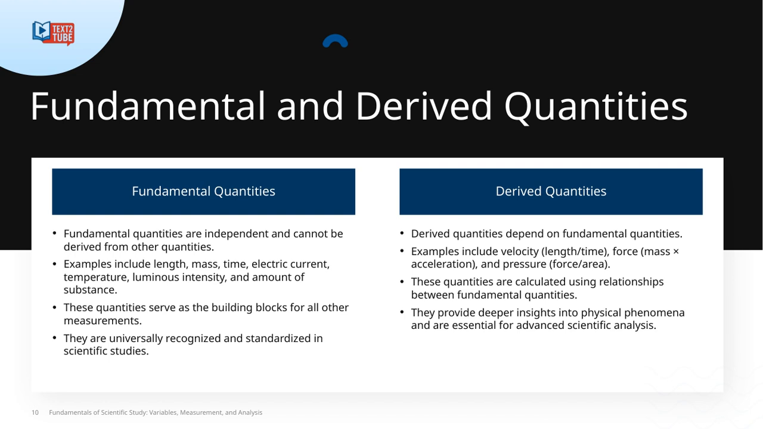Moving on, we have fundamental versus derived quantities. Fundamental quantities, as I just explained, are the starting points. Derived quantities, on the other hand, depend on these fundamental quantities. For example, velocity is derived by dividing length by time. Force is calculated by multiplying mass by acceleration, and pressure involves force over area. These relationships allow us to calculate more complex measurements, providing deeper insights into physical phenomena. They are essential for advanced scientific analysis, helping us understand how different aspects of the physical world connect and interact.